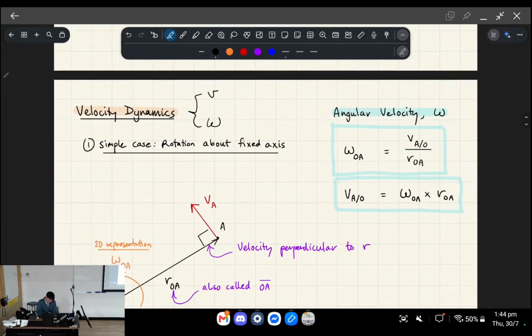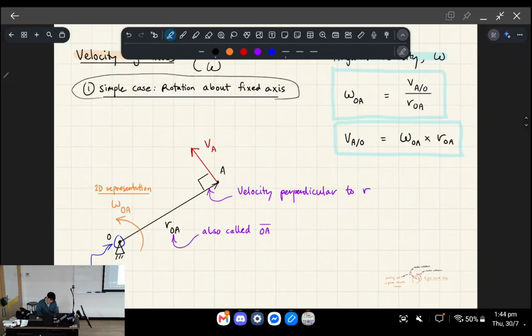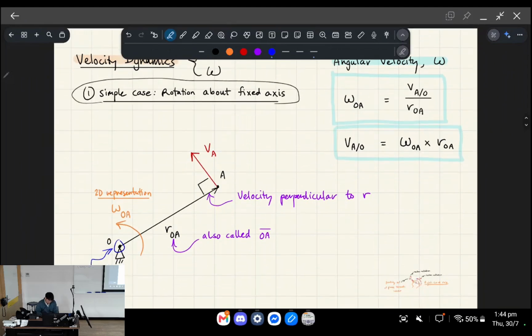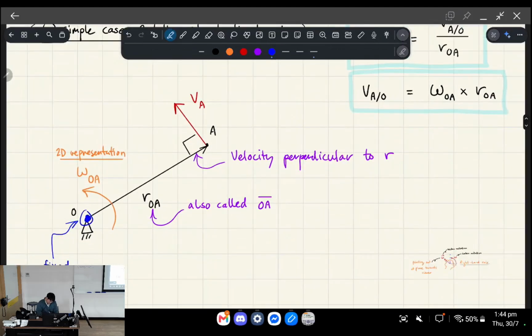So let's just start with a simple scenario of rotation about a fixed axis, right? So I want to familiarize you guys with notation. If you imagine something like a pin support or hinge that a rod can rotate about, let's consider this rod as rigid. Okay, so this is a fixed distance, and we're going to call that distance ROA.